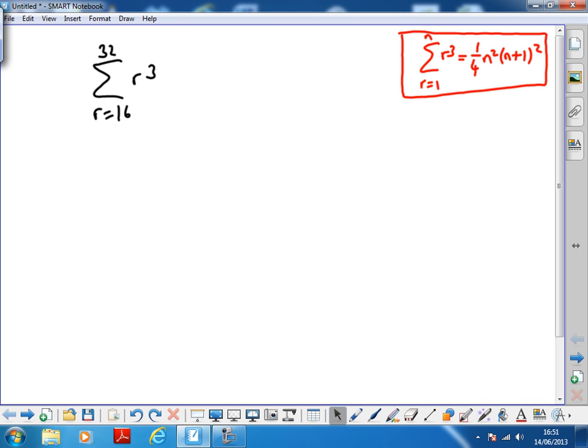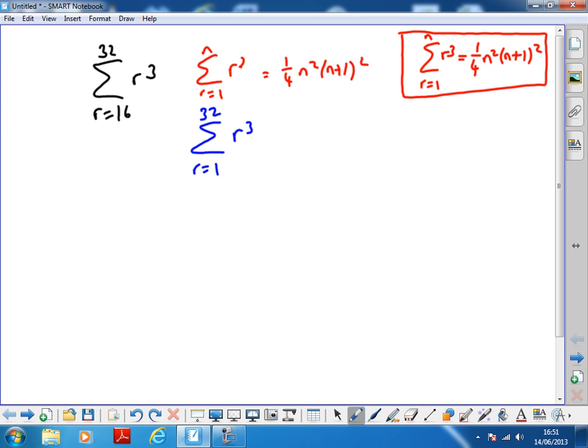Before we do anything else, we're going to start with a related problem. We're going to say, what if it said r equals 1 at the bottom? What if it was the sum of r cubed from r equals 1 to 32? Well, then we can directly use the formula that we've been given. The formula says the sum from r equals 1 to n of r cubed equals a quarter n squared (n plus 1) squared. And so all we have to do is substitute in n equals 32. So we'll get a quarter times 32 squared times 33 squared.